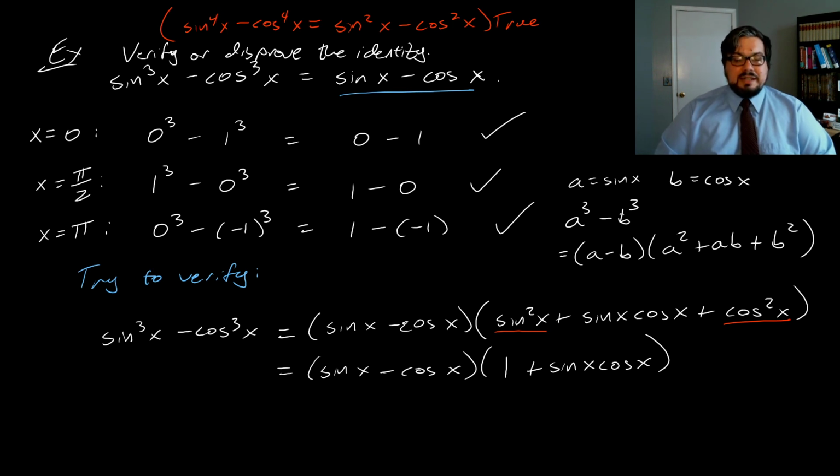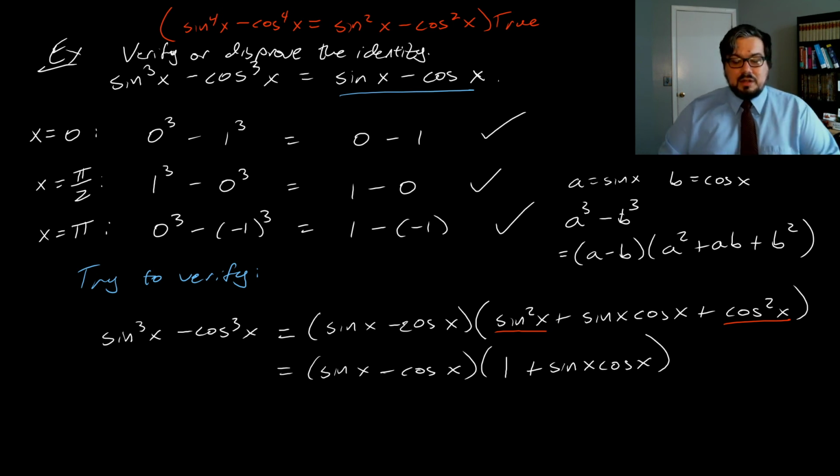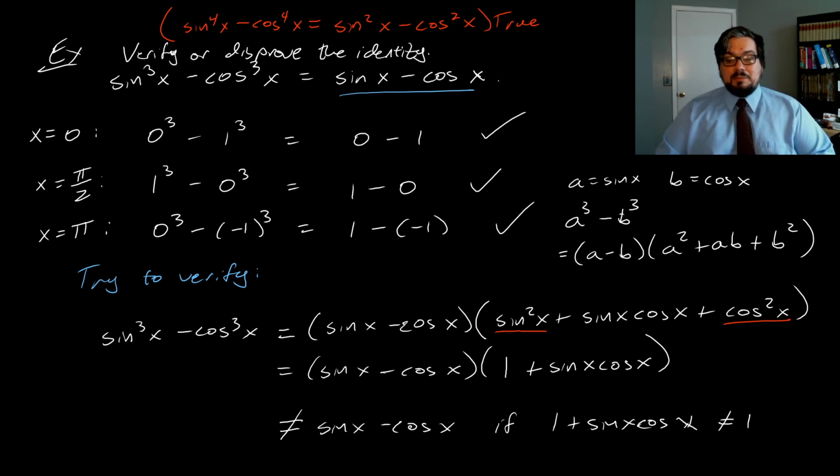So the question is, does this expression equal just sine x minus cosine x? Does this simplify down to just being the first factor? Well, the answer is no. This is not going to be sine x minus cosine x if 1 plus sine x cosine x doesn't equal 1. If 1 plus sine x cosine x doesn't equal 1, then this expression right here is not going to equal sine x minus cosine x.